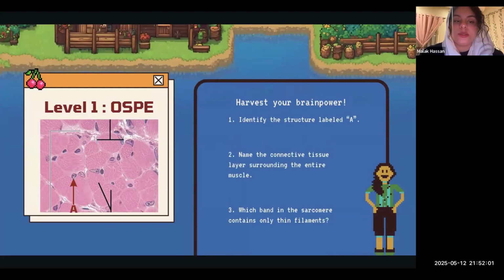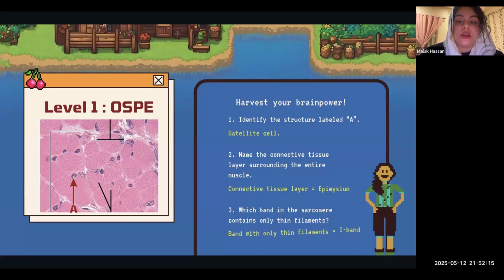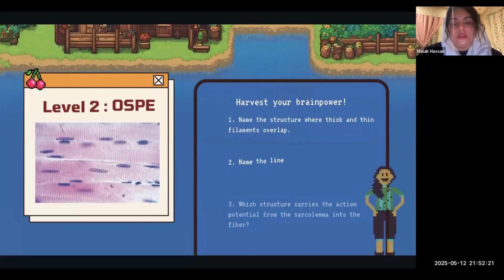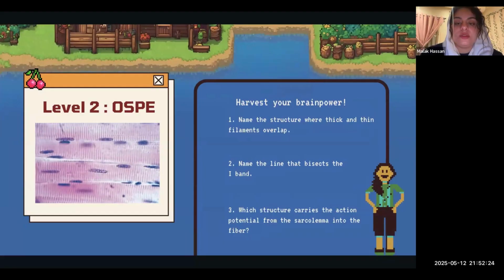Now, mock OSPE, basically. What is the structure labeled A? Satellite cell. What are the connective tissues surrounding the entire muscle? Epimysium. Which is the band in the sarcomere that contains only thin filaments? Remember, I is isolated, so isolated actin filaments. Then, name the structure where thin and thick filaments overlap. The A band. Remember A for all. And then name the line that bisects the I band. The Z line. And which is the structure that carries the action potential from the sarcolemma into the fiber?